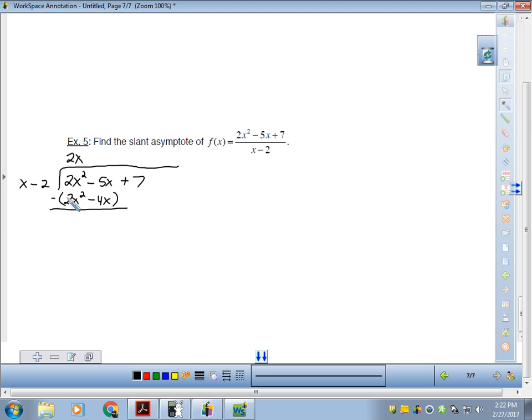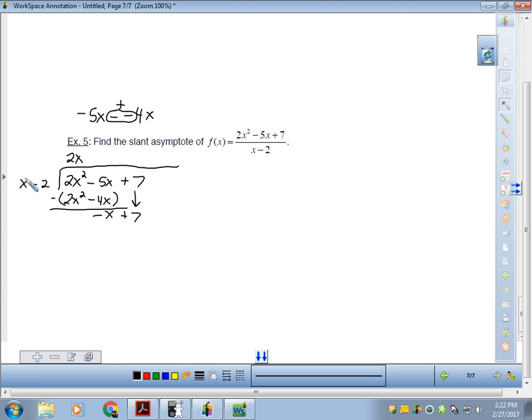2x squared minus 2x squared, those cancel out. Negative 5x minus a negative 4x. So again, just so you can see it, this is what we have. Negative 5x minus a negative 4x. Minus a negative really means it's plus. So negative 5x plus 4x gives us negative x. And then we drop down the plus 7.